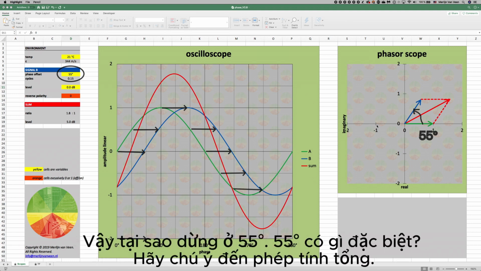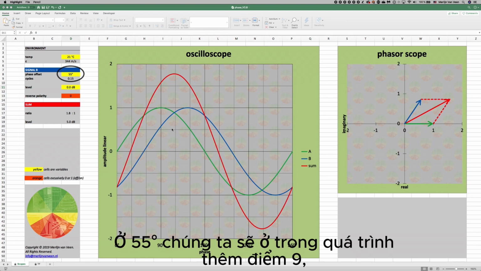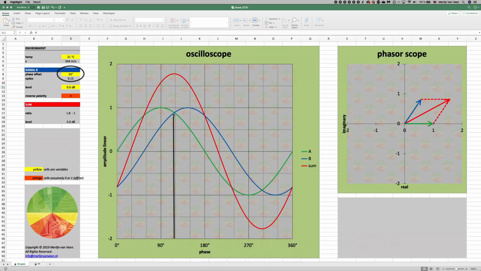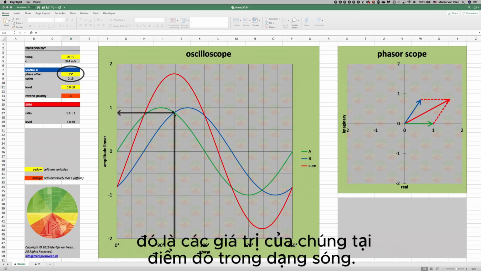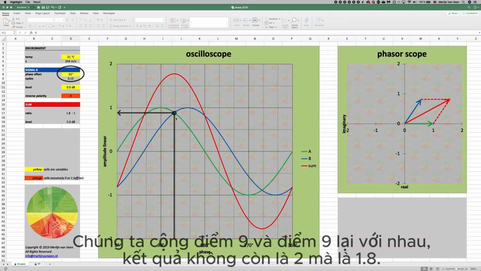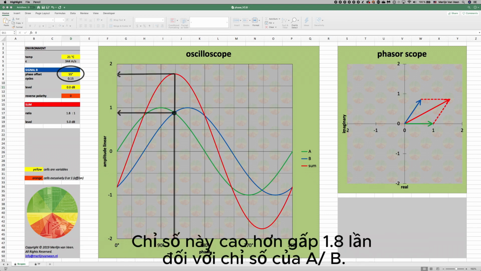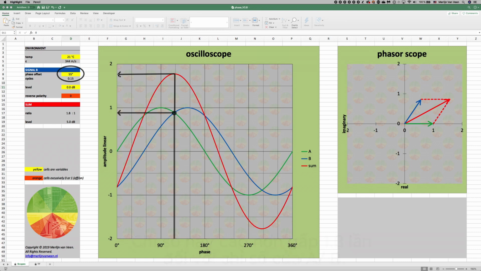Now, why do I stop at 55? What is so special about 55 degrees? Well, notice the summation. At 55 degrees, we're adding roughly 0.9 for both A and B. Those are their values at that point in the waveform. We're adding 0.9 and 0.9 together, which no longer gives us 2, but gives us 1.8. That is 1.8 times more than either A or B alone.